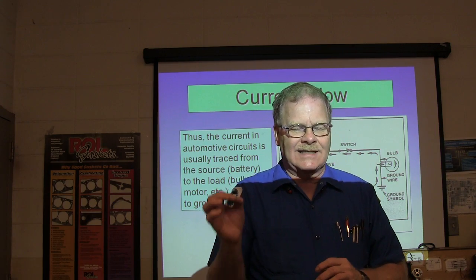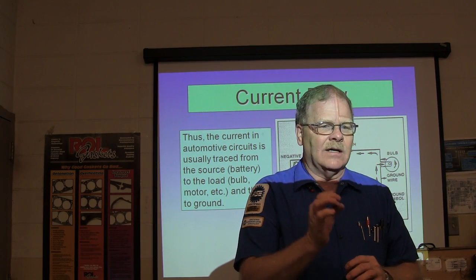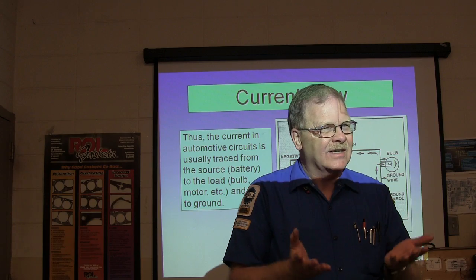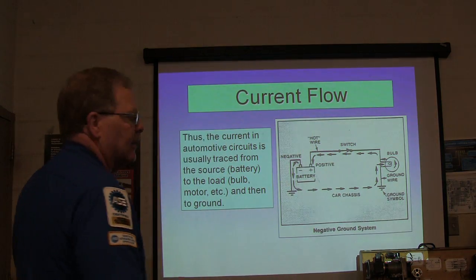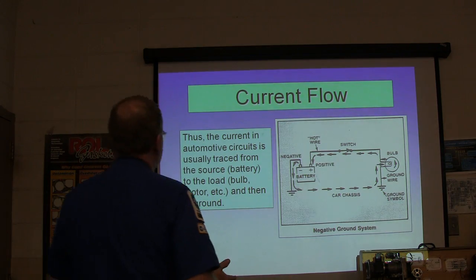Now, don't use a test light on throttle position sensors and computer circuits that are actually sensor circuits. But if you're measuring something that's going to pull a load, you better be using a light bulb or something that'll pull a load to do it. That's all there is to it.